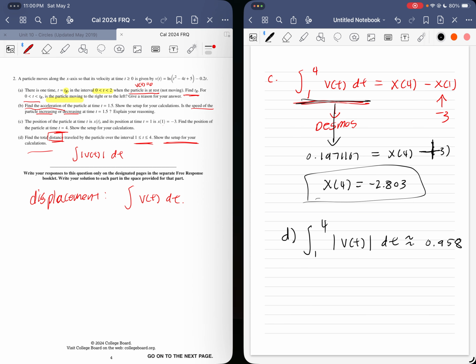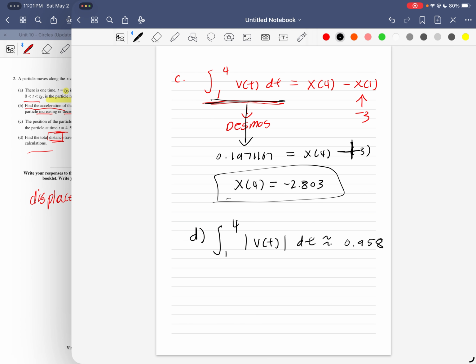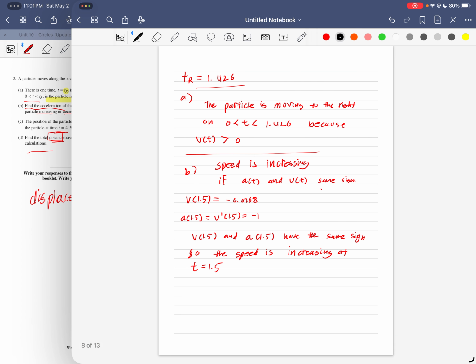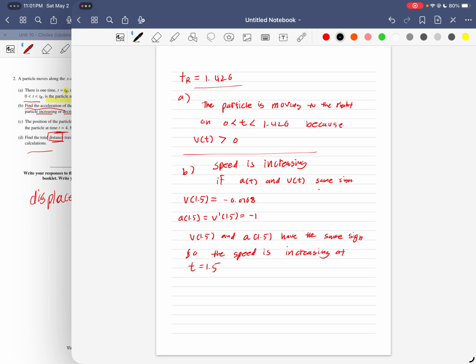That's the end of the calculator portion. As you can see, if you know what you're doing, all of these are very easy. All right, so let me know if you have any questions. I'll go over more questions in the next video. I will try to go over maybe 3 and 4 from the non-calculator portion.